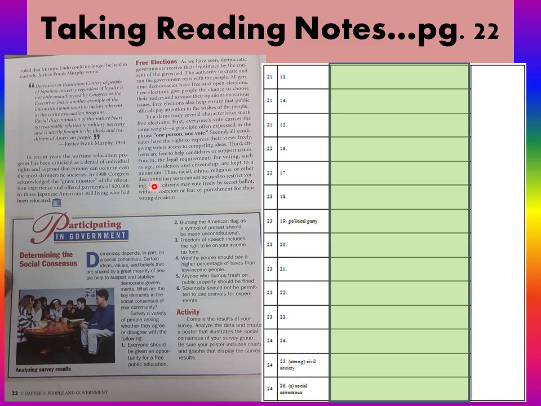Okay, but we need to know, what does one person, one vote mean? Everyone's vote carries the same weight. Principle often expressed in the phrase one person, one vote. That right there. Every vote carries the same weight. That is 17. Moving on.